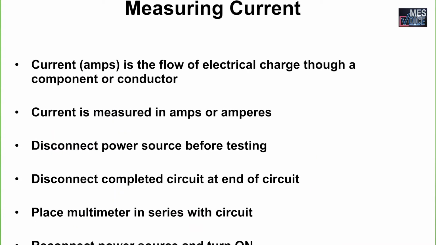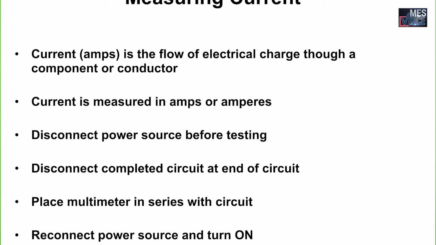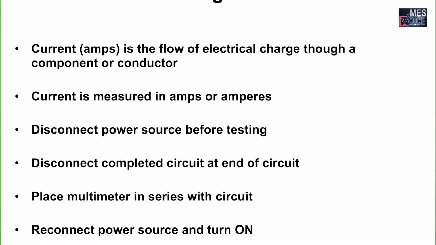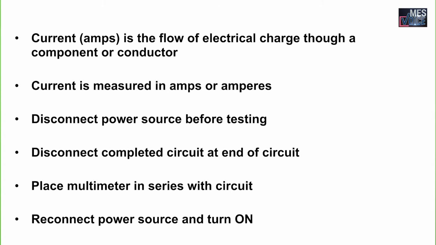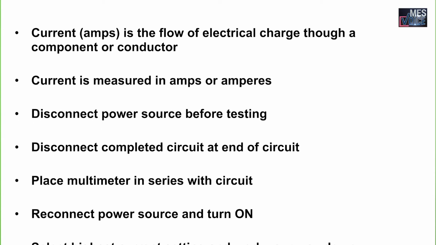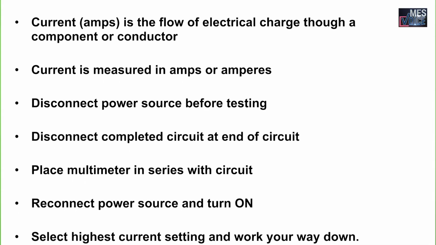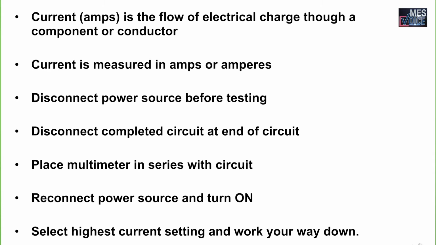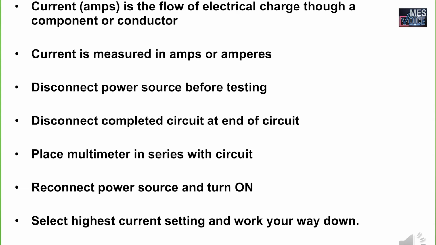Measuring current. Current, amps, is the flow of electrical charge through a component or conductor. Current is measured in amps or amperes. Disconnect the power source before testing. Disconnect the completed circuit at the end of the circuit. Place the multimeter in series with the circuit. Reconnect the power source and turn on. Select the highest current setting and work your way down.